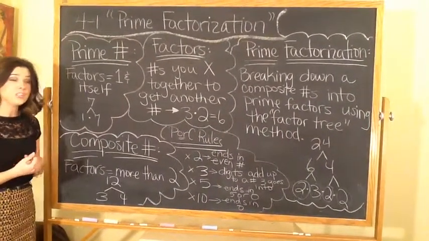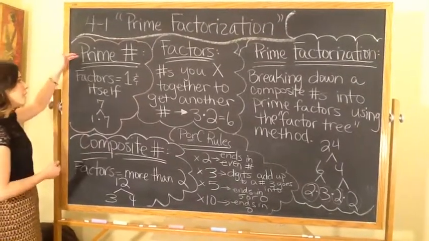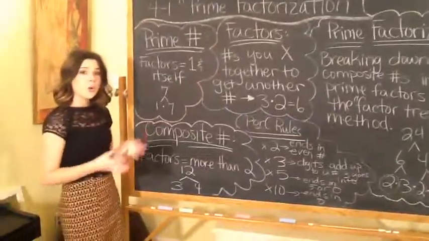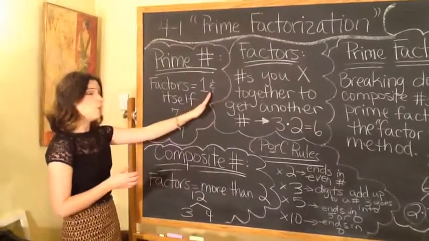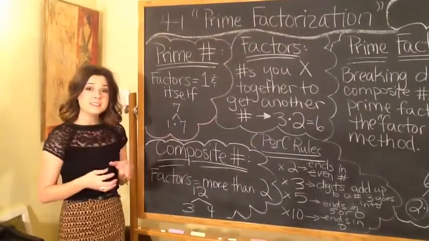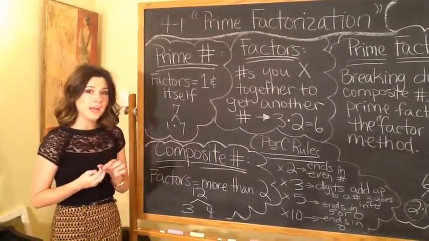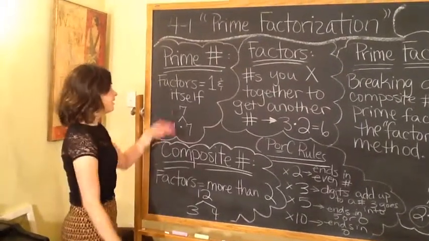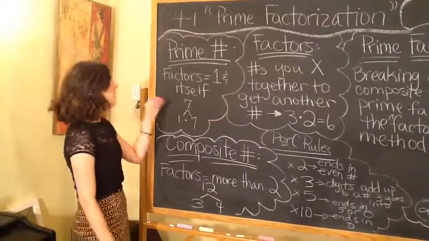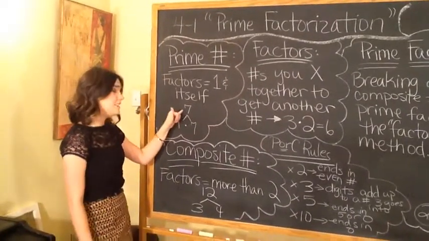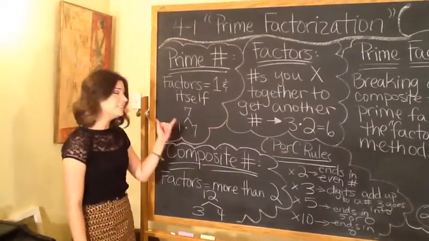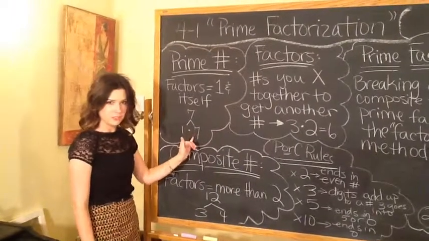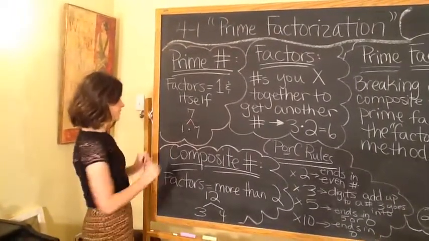I know you guys have probably talked about this before, but a prime number is a number where the factors are only one and itself. So basically the only two numbers that can multiply together to give you that number are 1 and itself. Like 7 is an example of a prime number. The only things that multiply to get 7 is 1 times 7, because nothing else multiplies together to get you 7.